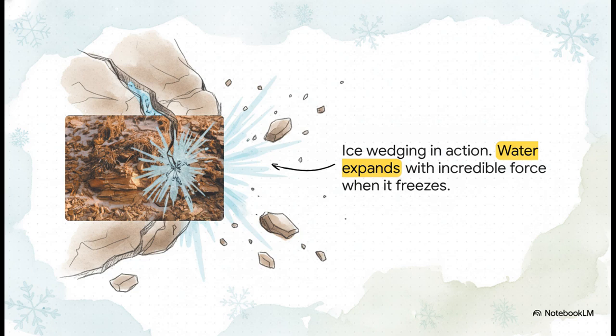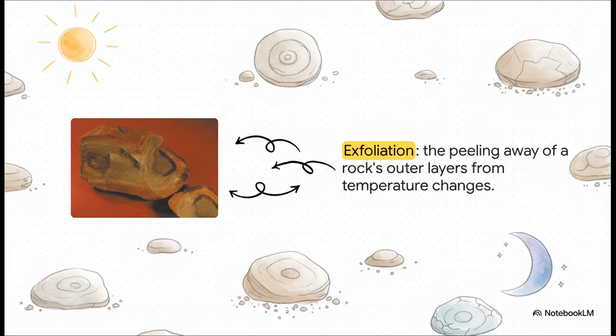This process, called ice wedging, is just a relentless force in colder climates, prying apart entire mountains one flake at a time. And get this, even simple temperature changes can do a ton of damage. As a rock heats up in the sun and then cools down at night, its surface expands and contracts over and over. And this can actually cause the outer layers to crack and peel away, a process called exfoliation. It's literally like the rock is shedding its own skin.